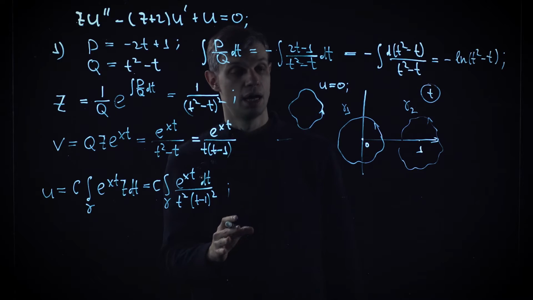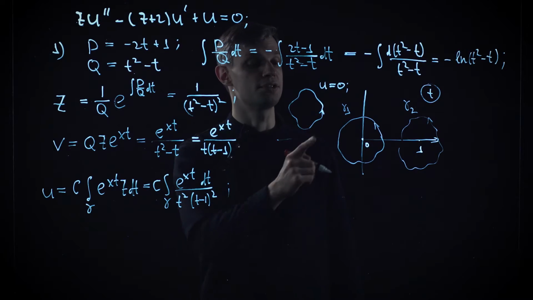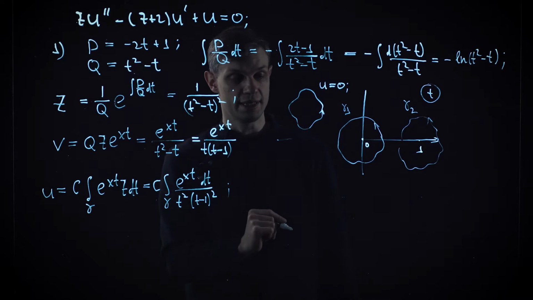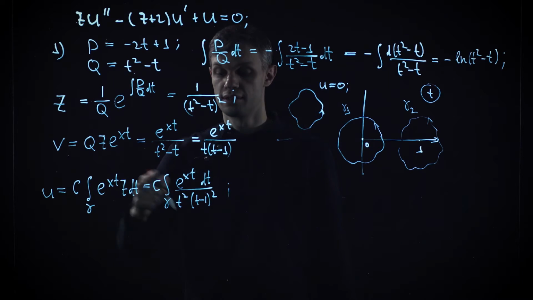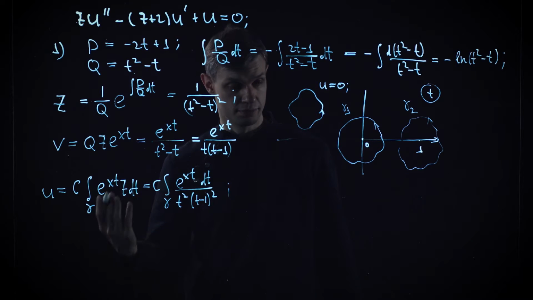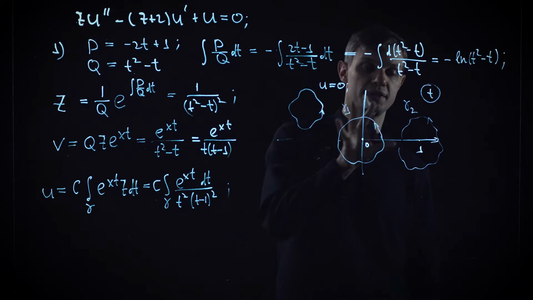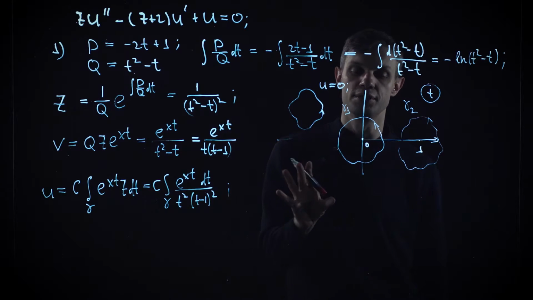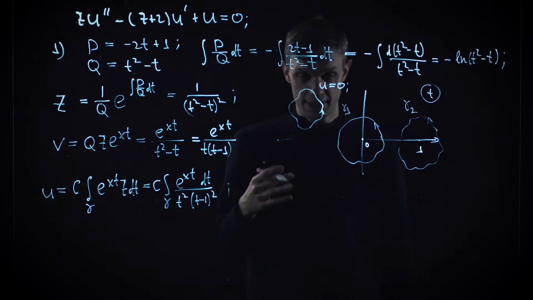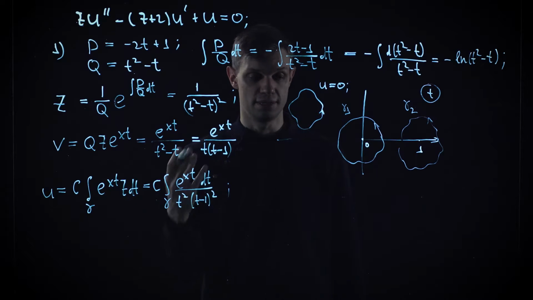As you see, since each of these contours contains a pole inside it, the integral which defines the solution is not going to be equal to 0. So it defines some non-trivial solution. And both of these contours can't be smoothly deformed into one another. That means that they define two linearly independent solutions.